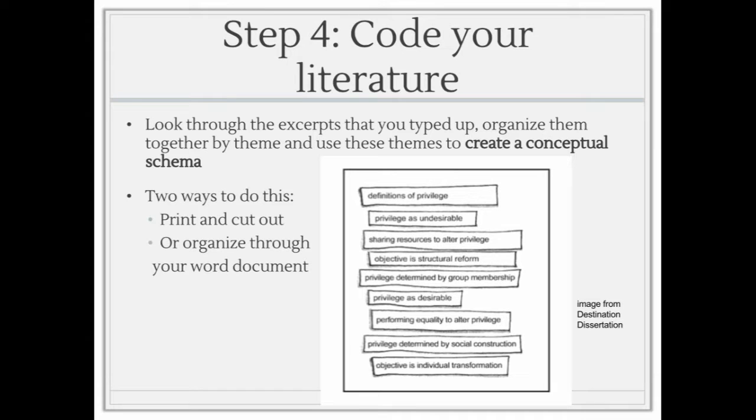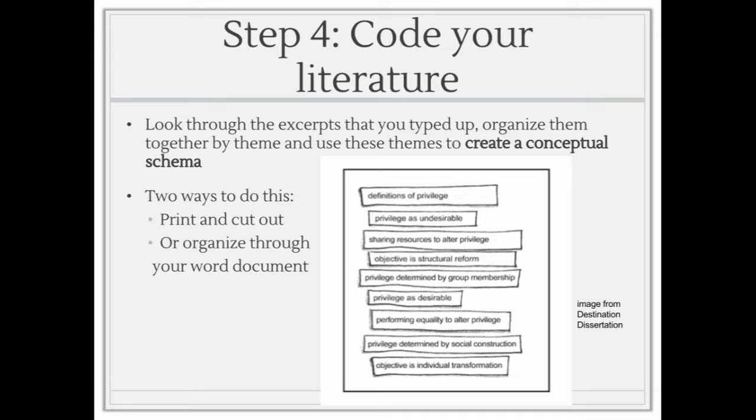Next, you're going to code your literature. There are two ways to do this. You can either do it on your laptop, or you can print up everything that you typed out after your intentional reading, and you're going to print, cut, and paste. You could get out a pair of scissors and cut each of your notes apart. This means each sort of annotated bibliography entry you're going to cut into its own section.